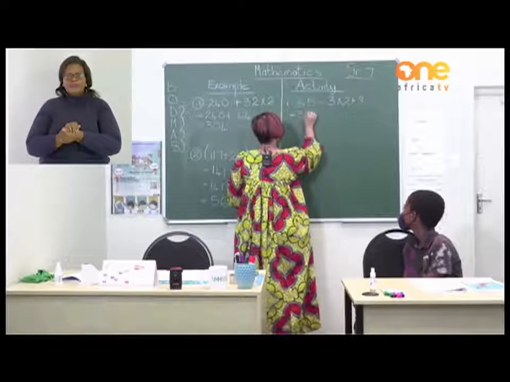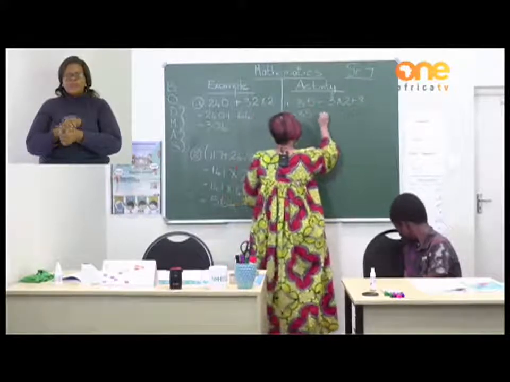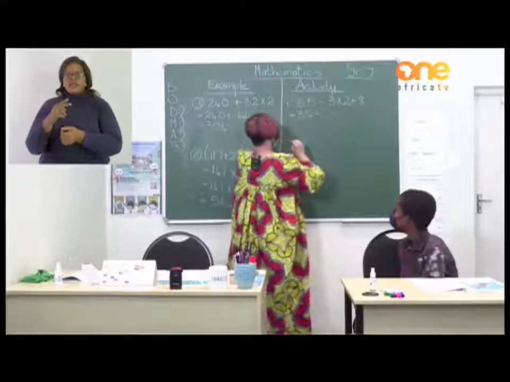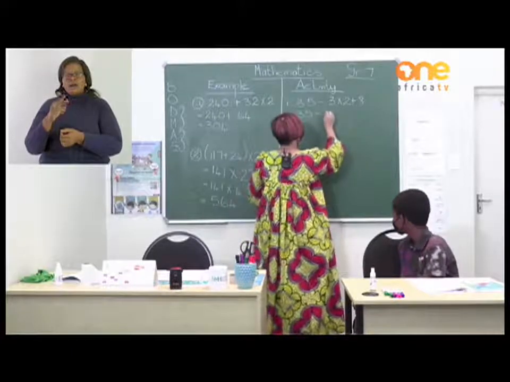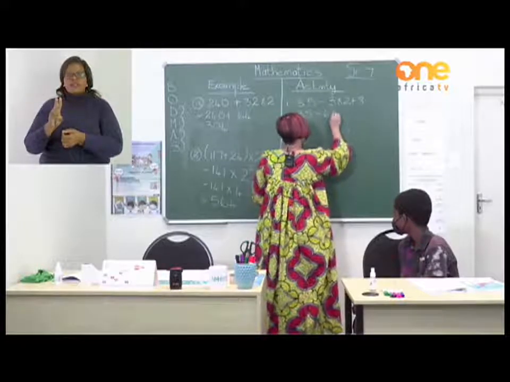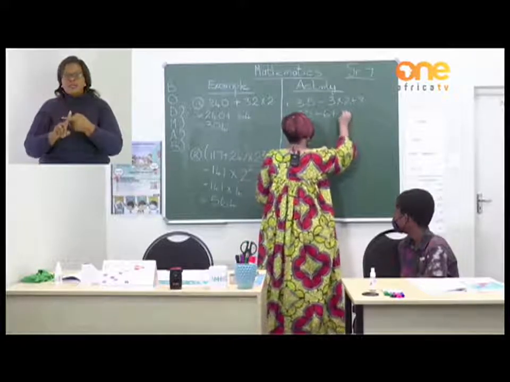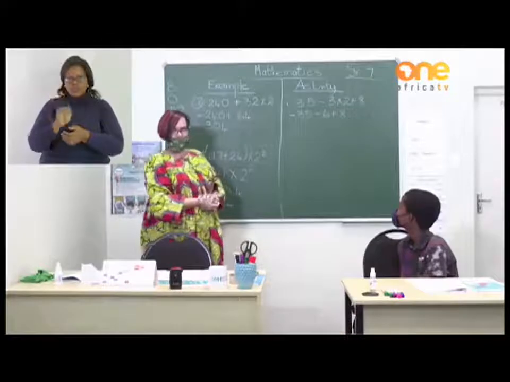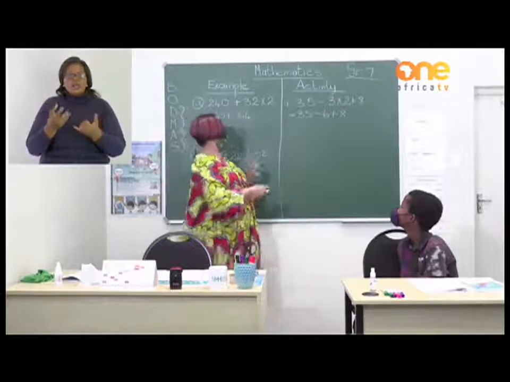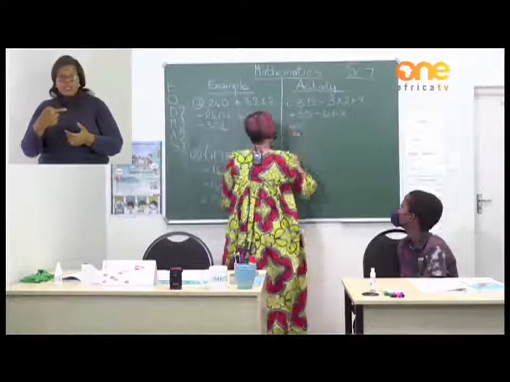So, step by step, I rewrite everything. I find the answer of 3 times 2, which is 6, plus 8. I just continue. So, what do you think? Which of these operations will you do first?